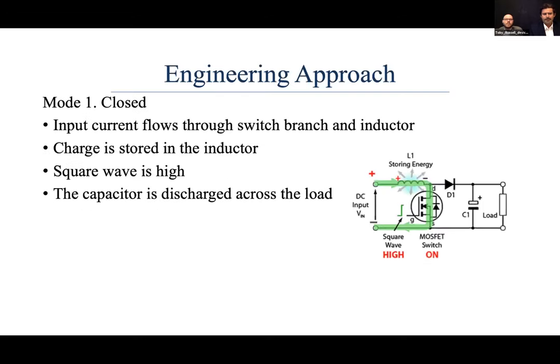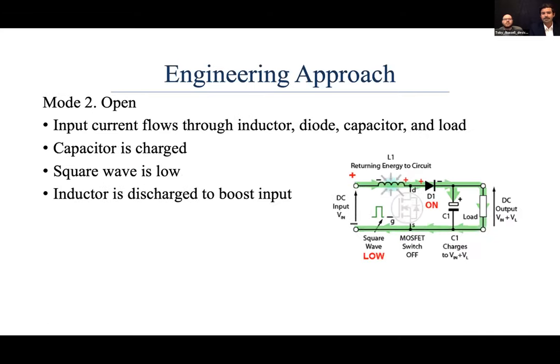I'd like to talk about mode one, when the switch is closed. During that mode, current flows through the switch and inductor, charging the coil. It correlates to when the pulse width modulation signal, the square wave signal, is high, and during this mode, charge is stored in the inductor. The capacitor is discharged to supply the low voltage. On the right, you can see a figure of where the current is flowing in this mode.